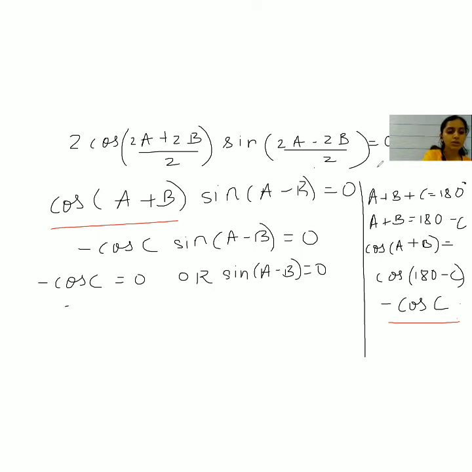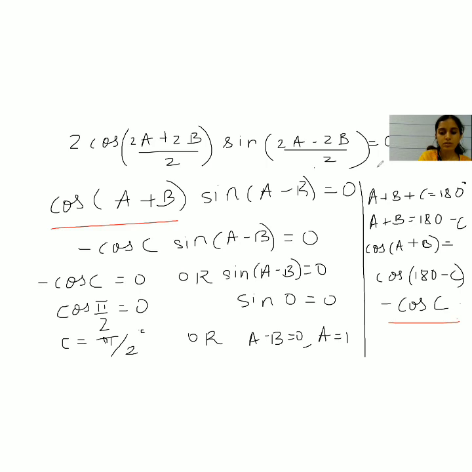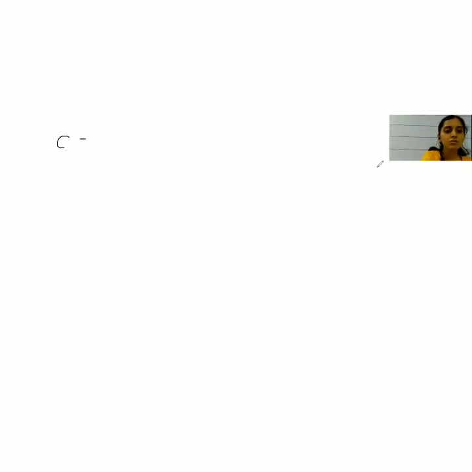Now when is cos of an angle 0? When the angle is pi by 2. So cos of pi by 2 is equal to 0. And when is sin 0? Sin of 0 is equal to 0. So that means we have C is equal to pi by 2, in radians, or we have A minus B is equal to 0. That says that A is equal to B. That means C equal to 90 degrees means the triangle is a right angled triangle, and A equal to B means it is an isosceles triangle. So we can write C is equal to 90 degrees. Therefore, triangle ABC is right angled.